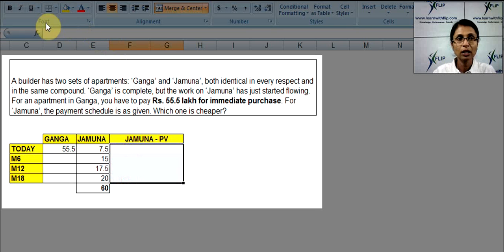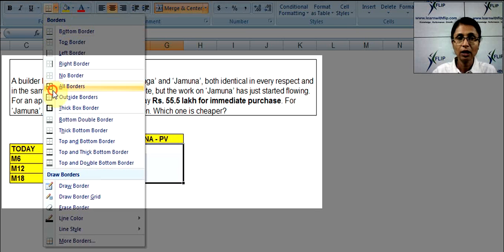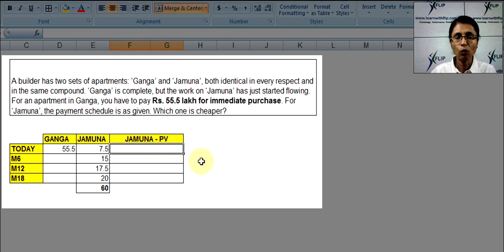So let's do that. Can you tell me what would be the present value of 7.5 lakh? It's 7.5 because this is getting paid right now. It's already present valued. Now, if I look at 15 lakh, very clearly I need to present value it by 6 months, right? So my T is in units of 6 months. Therefore, let me take an R of 6 months too.